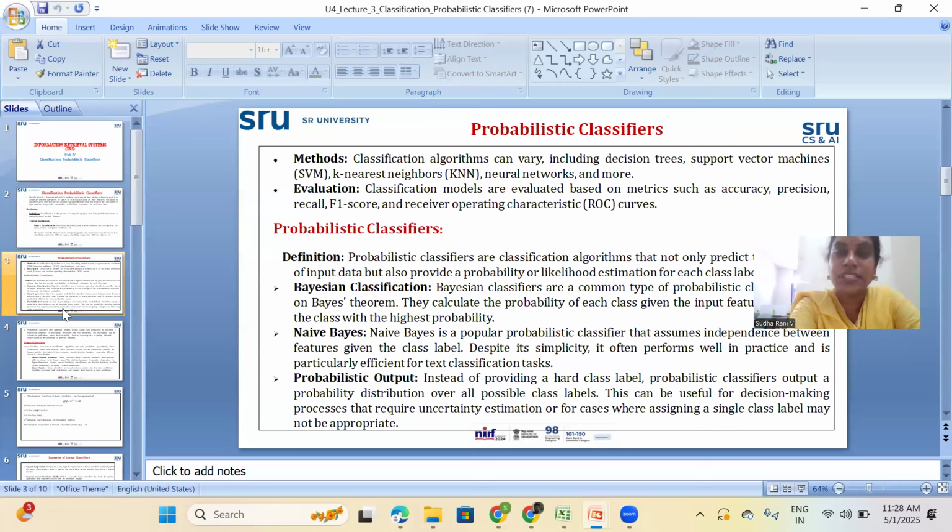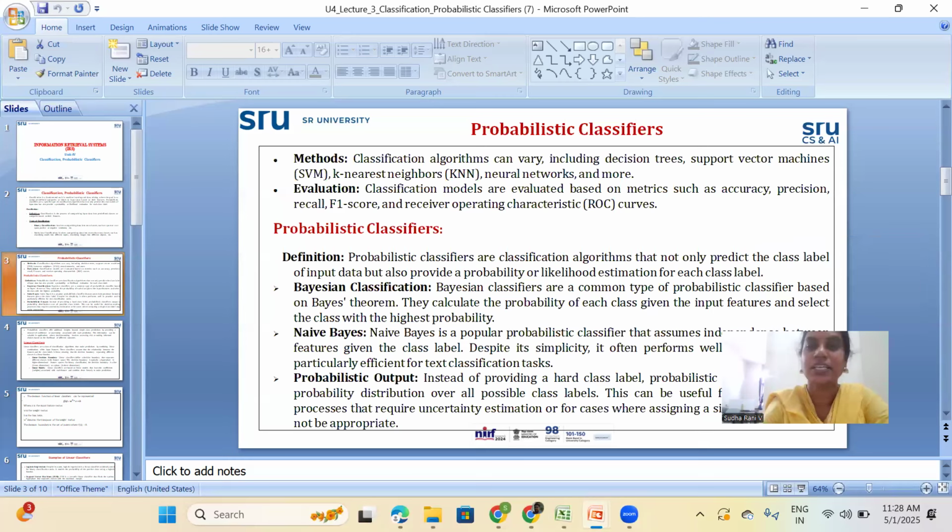Here, let us look at probabilistic classifiers. To apply classification on any data sets, we use classifiers. Let us check some of the classifiers used for classification. The first one is the probabilistic classifier. Probabilistic classifiers are classification algorithms that not only predict a class label of input data, but also provide a probability or likelihood estimation for each class label.